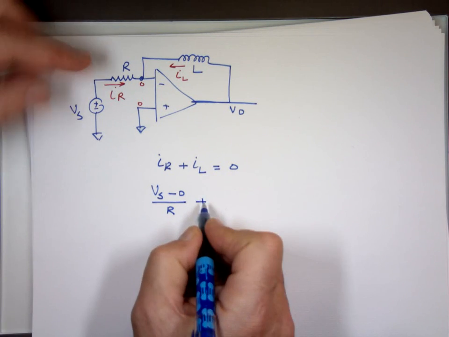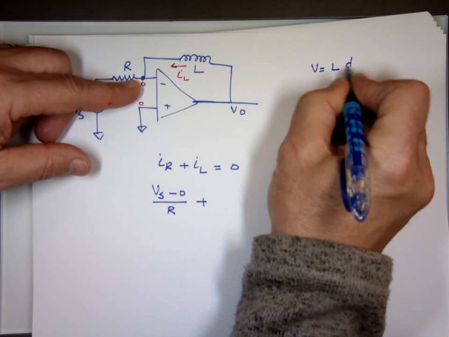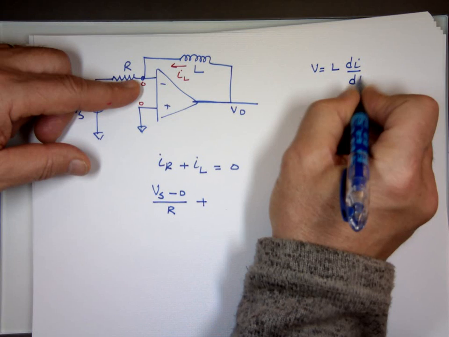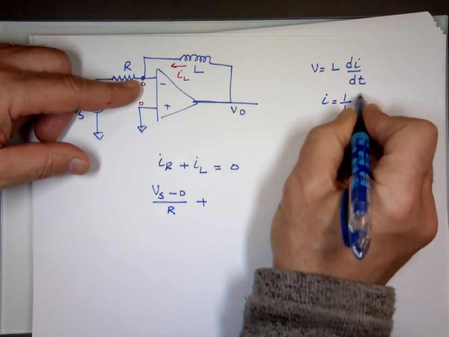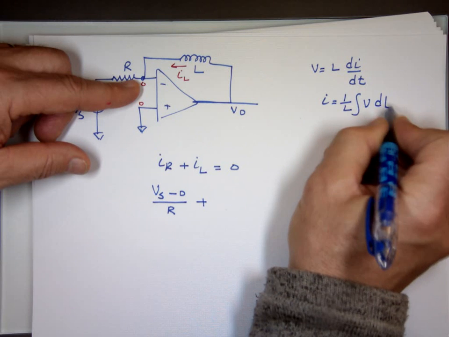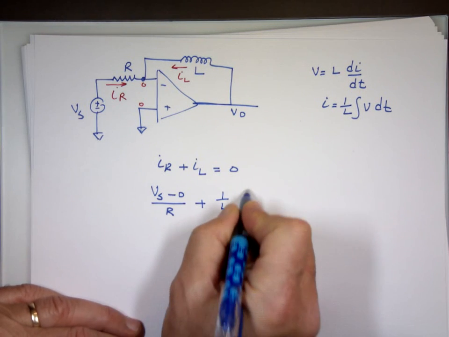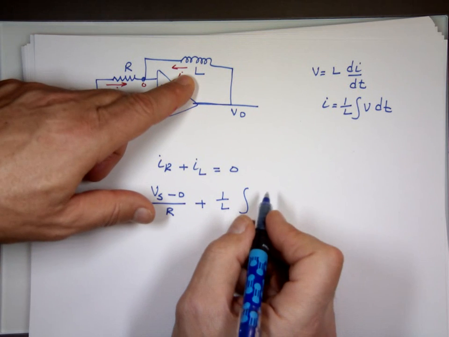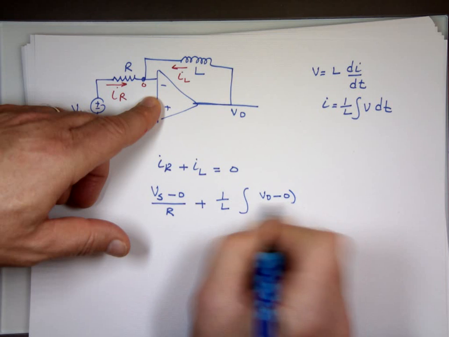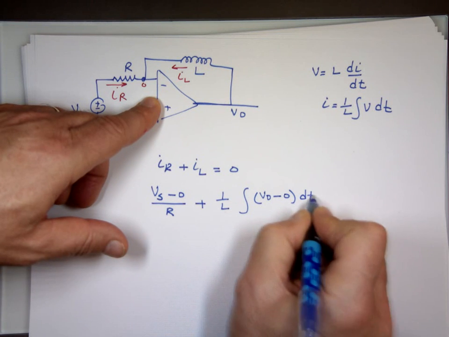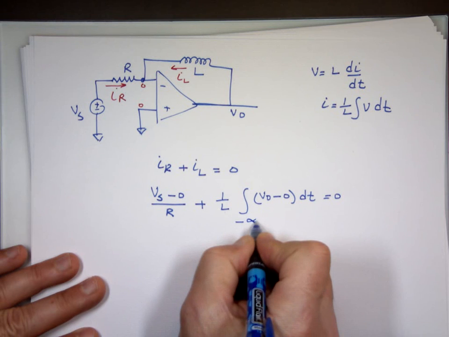plus, we know V equals what? L di dt. Remember that? Which means I equals 1 over L, the integral of V dt. So if you want that current, that's 1 over L, the integral of what? V, what's the voltage? It's V out minus 0, dt, from negative infinity to t.